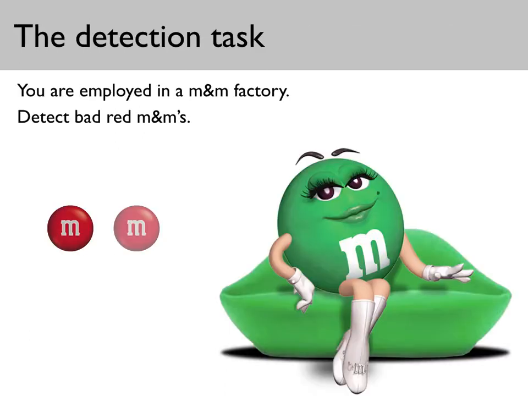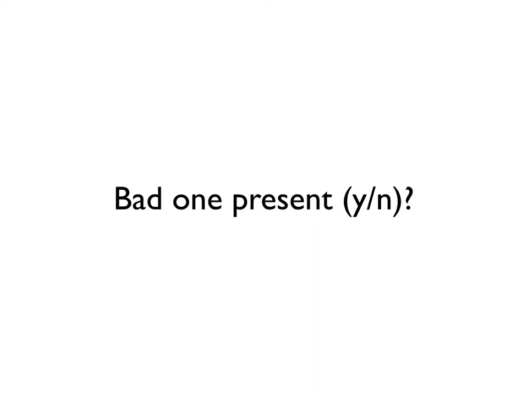One way of getting at the threshold is the detection task. Let me introduce this with an example. Imagine you are employed in an M&M factory. You stand at the conveyor belt. Your job is to detect bad M&Ms, as the one on the right. It's a little bit fainter than the red one. When you detect it, you remove it. The belt moves fast, so I'm going to mimic this by showing the display briefly. Can you detect a bad M&M? An M&M being fainter? Here we go. Clearly, that was a bad one.